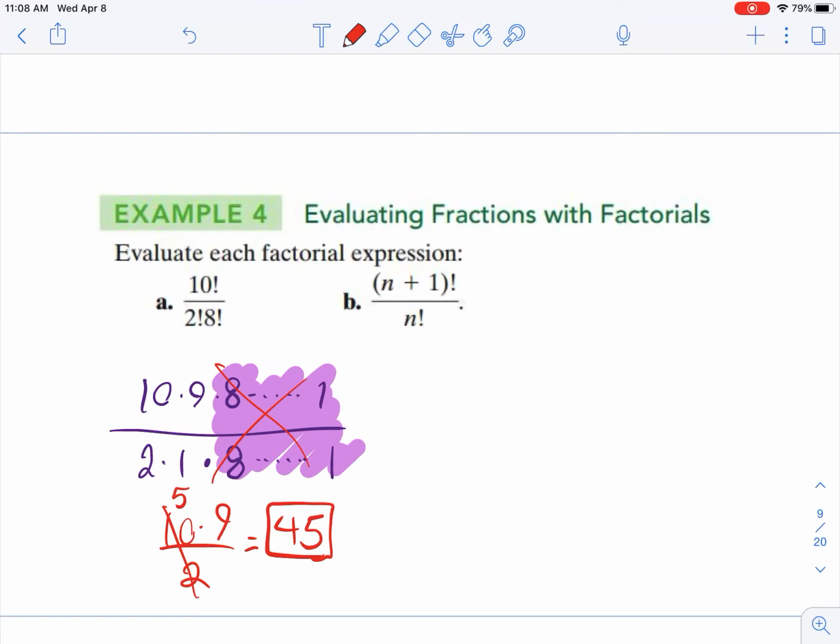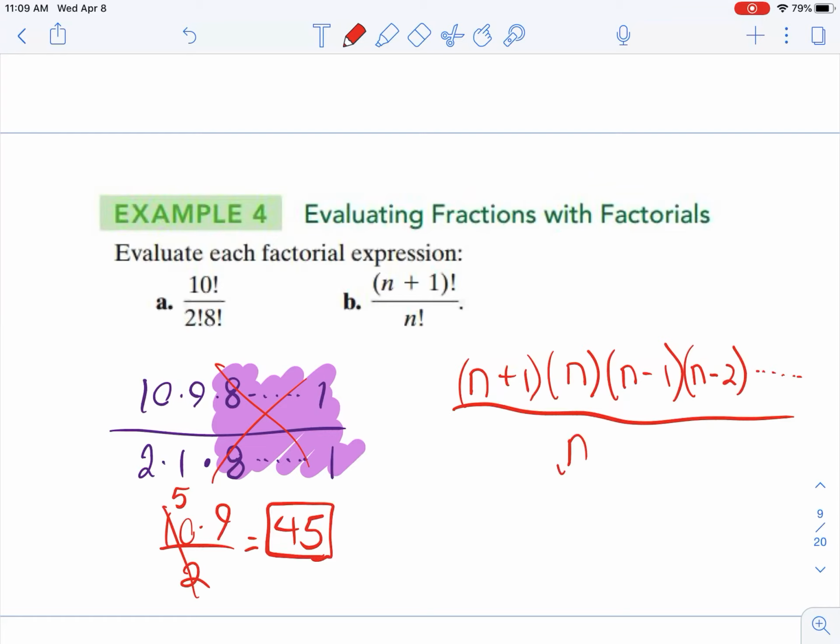Okay. This next problem, once again, is just a little bit more interesting because now we're working with different values. We're working with all values of n. So in this case, this top one is going to be n plus 1 factorial, which is n plus 1 times, if we take away 1 from it, n. If we take away 1 from it, we're going to have n minus 1. Then we're going to have n minus 2 all the way. And if we do the same thing with n factorial, we're going to have n, and then n minus 1, and then n minus 2, all the way.